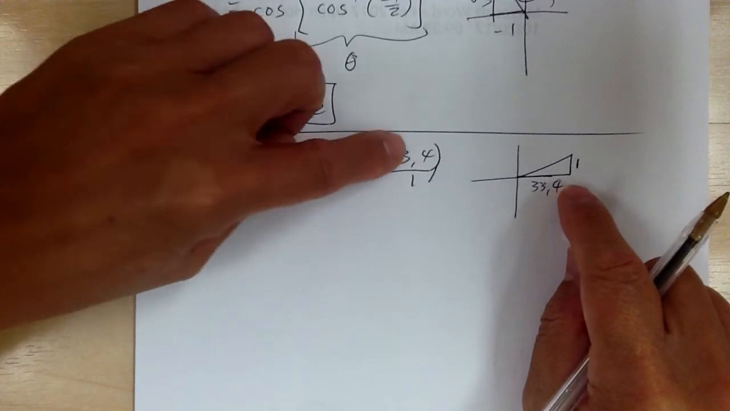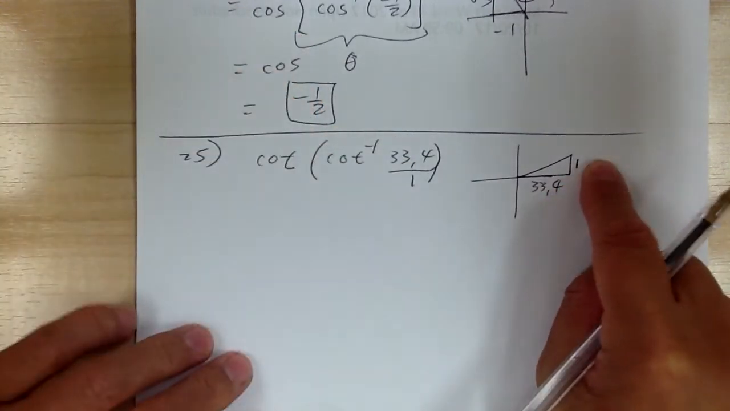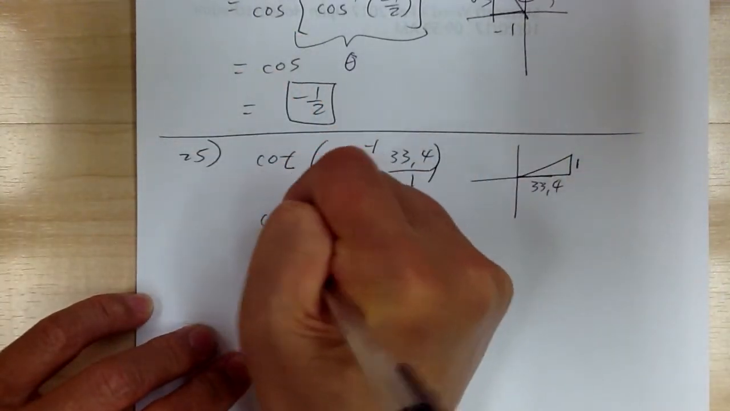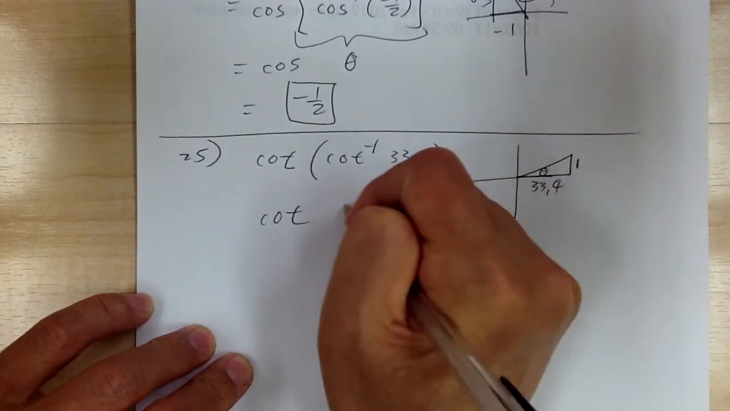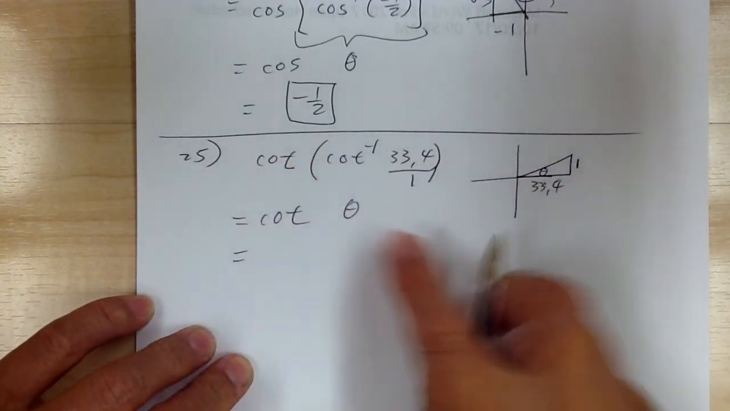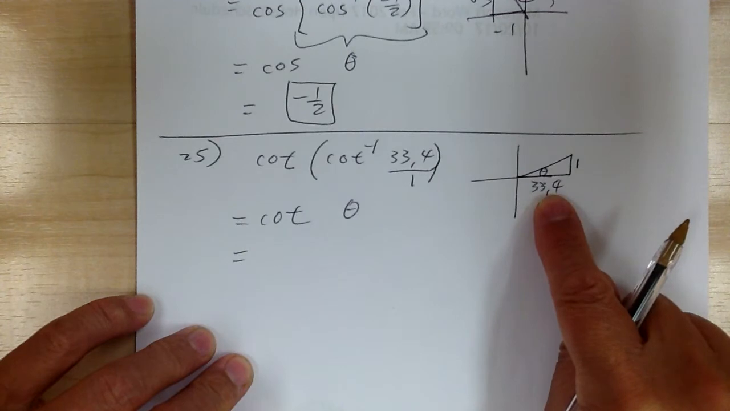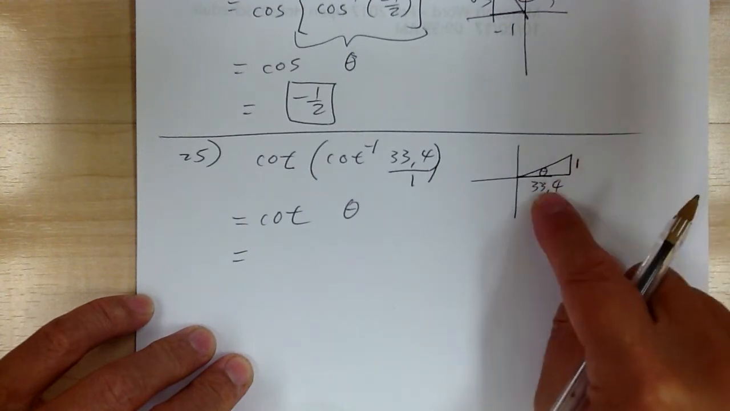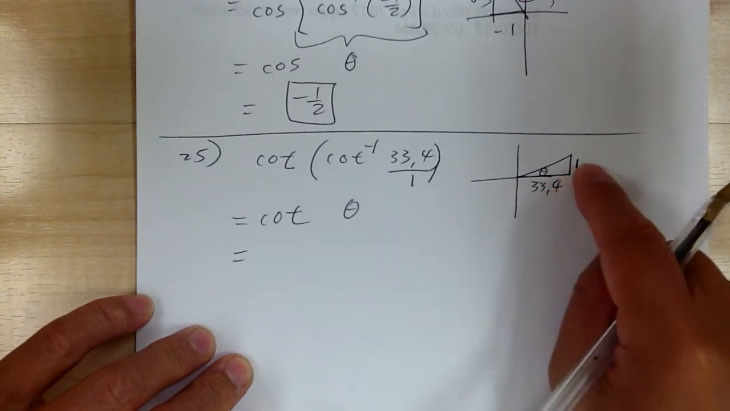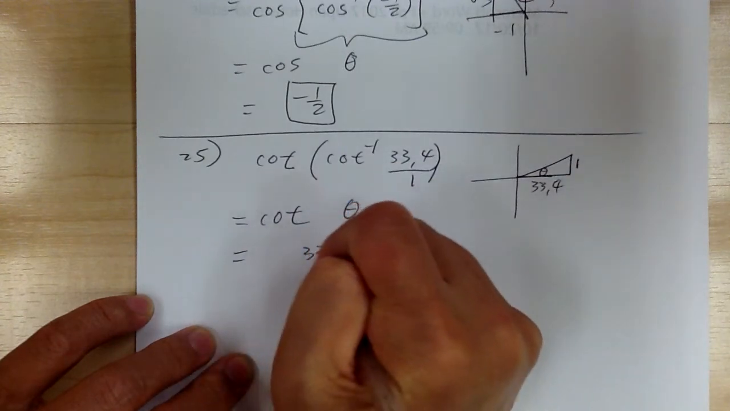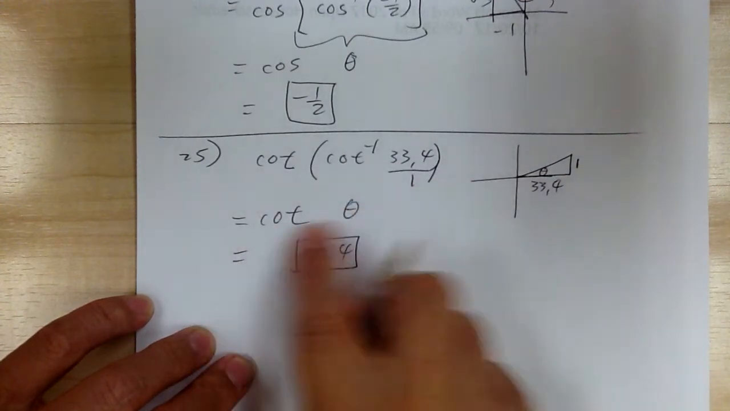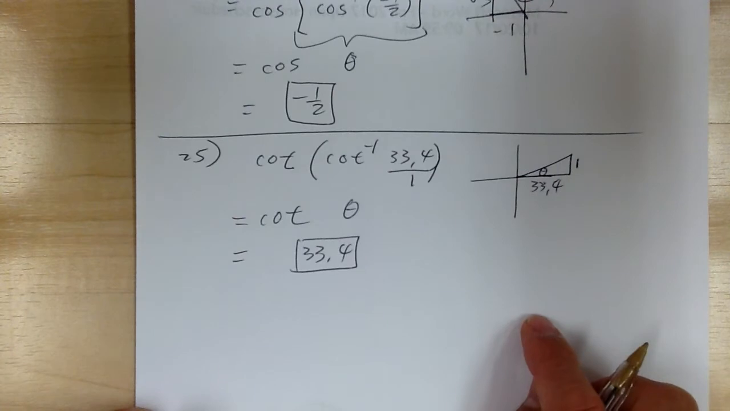Right. So cotangent is cosine over sine. And now you have to look at this picture over here. That's your cotangent theta, right? So cotangent theta, look at this picture. What's cotangent? Cotangent is cosine over sine, so you're going to get 33.4 over 1, so you're going to get 33.4. You can look at this picture for cotangent, right?